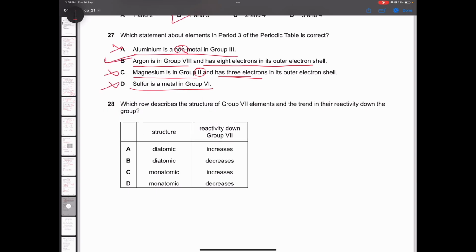Which row describes the structure of group 7 elements? Group 7 elements are diatomic. So option A and B. Now the reactivity of group 7 elements decreases as you go down. This topic is taught in the periodic table, so it will decrease as you go from top to down. Option B is the correct answer.